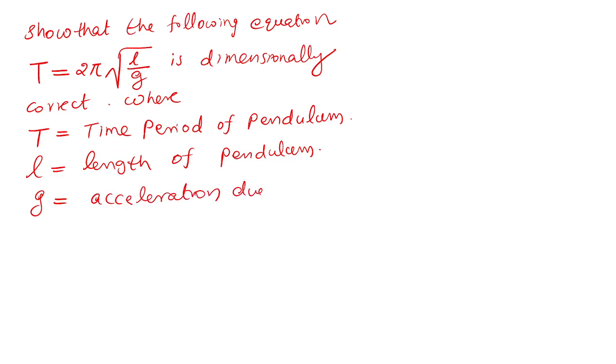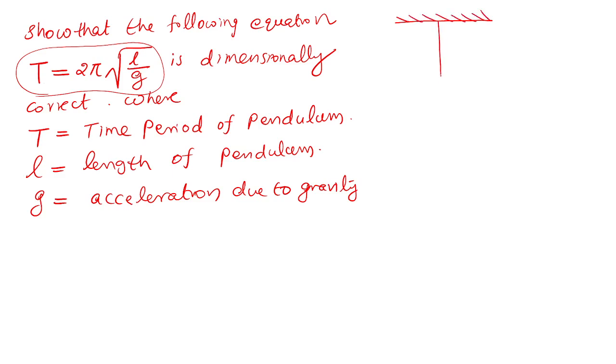Acceleration due to gravity. We have to verify that this formula is dimensionally correct. I will explain that. Actually, this is about oscillation. I mean the simple pendulum. Don't worry about that, because you will learn it in another chapter. Pendulum, you have already heard about that. This is the length of the rod.